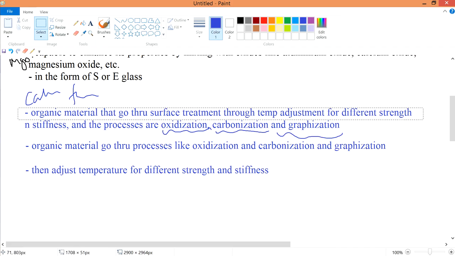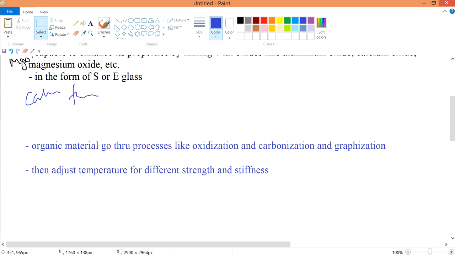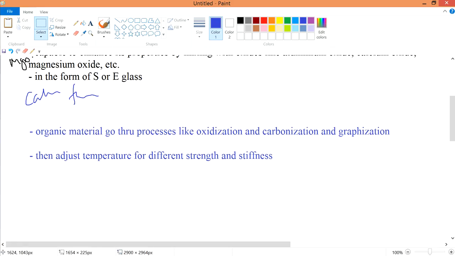Previously I had written this, I'll just cancel it first. Okay, this should be the one. The organic material is processed using these three methods. Then after that comes the surface treatment. With surface treatment, you can adjust the temperature for different strength and stiffness.